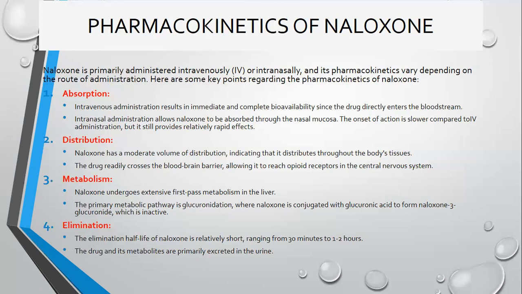The fourth one is elimination. When naloxone has performed its function, it is important to eliminate the excess naloxone from the body. The elimination half-life of naloxone is relatively short and ranges from 30 to 120 minutes, and the drug metabolites are primarily excreted through urine formation.